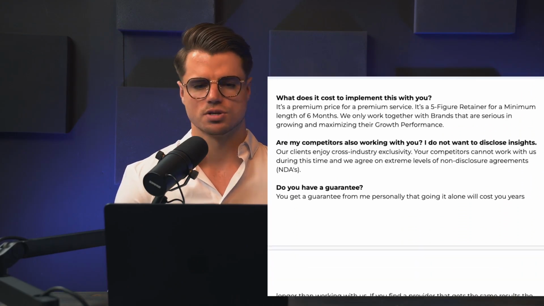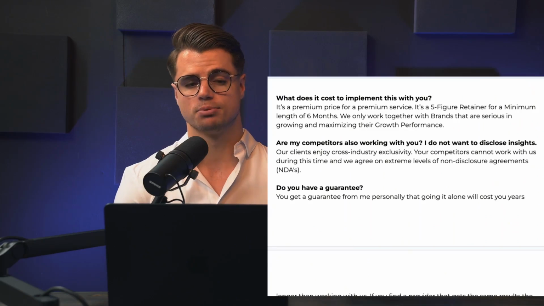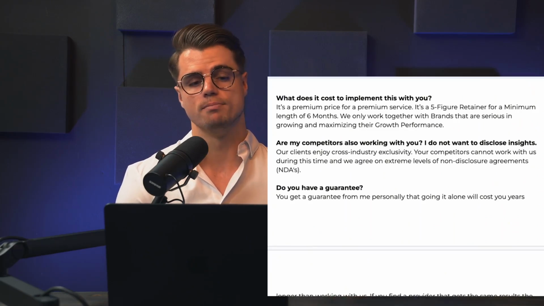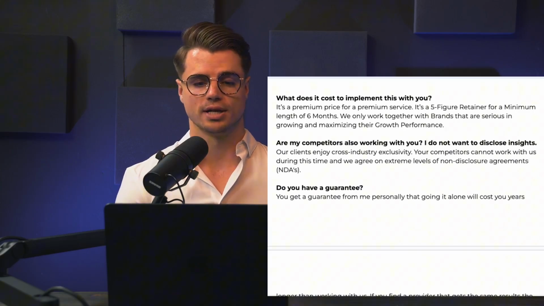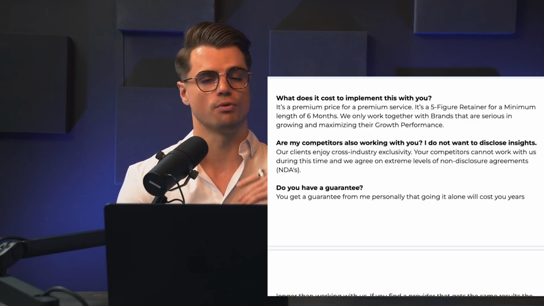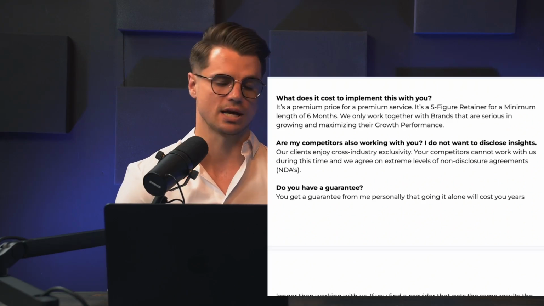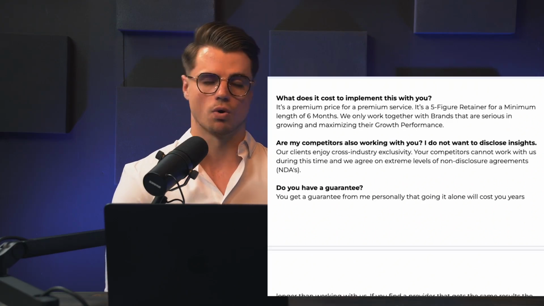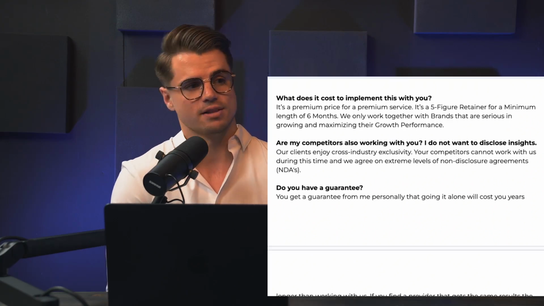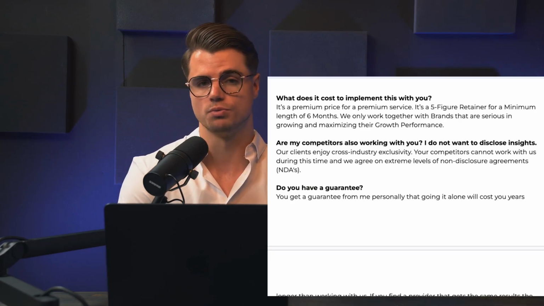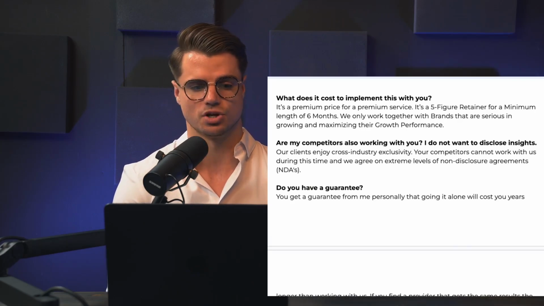So what does it cost to implement this with you? It is a premium price for a premium service. It's a five-figure retainer for a minimum of six months. We only work with brands that are serious and growing, for maximum long-term efficiency, okay? We do not get involved with people that want to sign something like a three-month contract or a one-month test. We've done that in the past, learned our lessons, and we've evolved in terms of how we operate and what we do. So those are basically the terms.